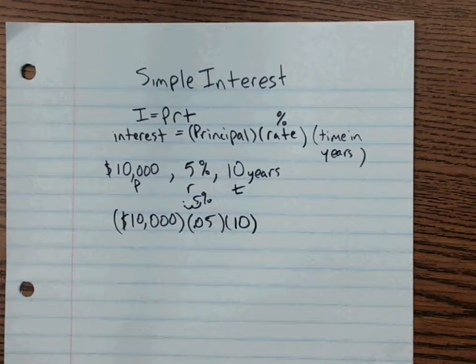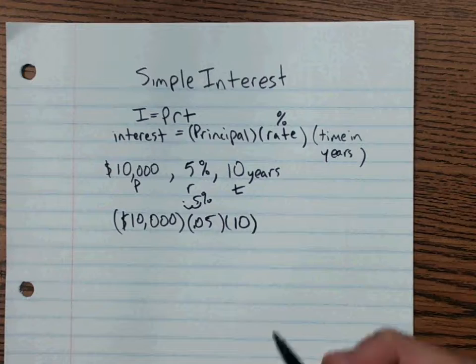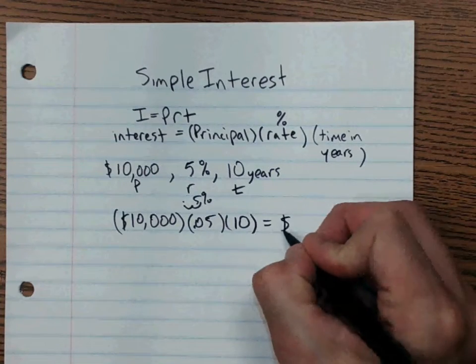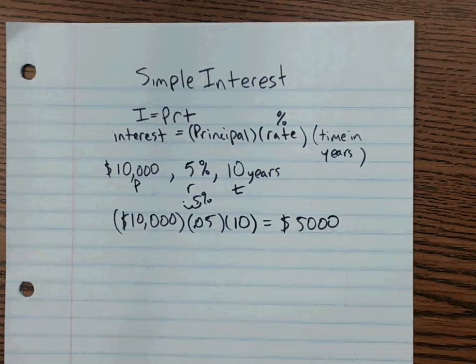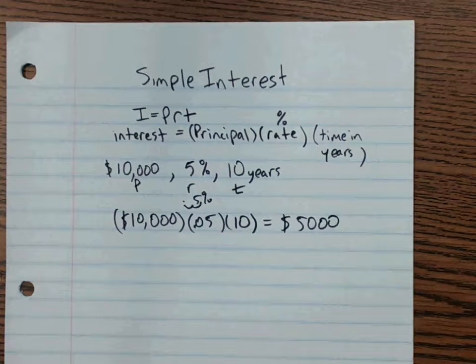Okay, so that's what your formula should look like. You got your principal, your rate, and your time. Let's go ahead and multiply those across. That comes up to $5,000. The loan of $10,000 with a 5% rate in 10 years, I owe $5,000 in interest as well.